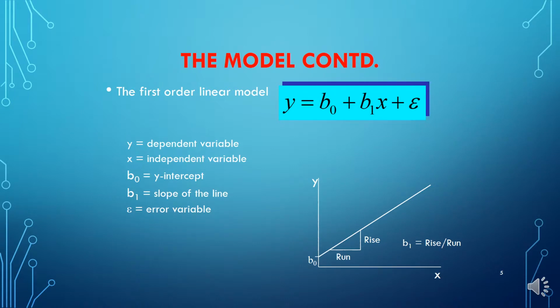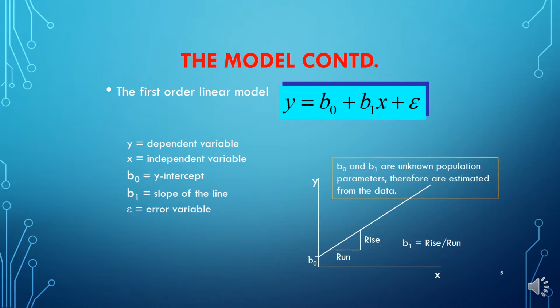Now let us look at the model. We have already seen the model, but we will explain more in this slide. So y is equal to b naught plus b1x plus epsilon. Epsilon we don't try to calculate in every example. So we only worry about b naught and b1x. b naught is the intercept and b1 is the slope given by rise by run. b naught and b1 are the unknown population parameters.